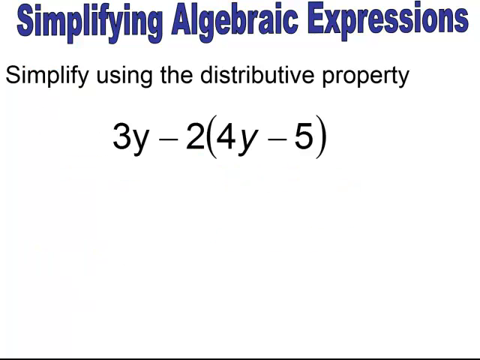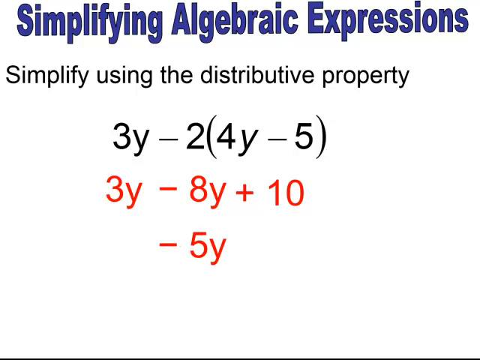Pause and try. So you have to do the distributive property here first. So the 3y's just coming down. When I distribute, I get a negative 8y plus 10. And then I can combine the y's here, and I get a negative 5y plus 10.